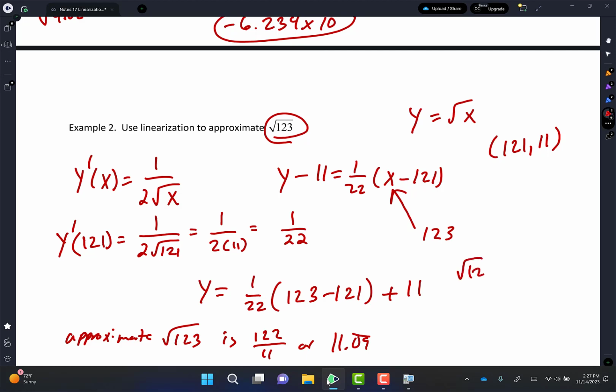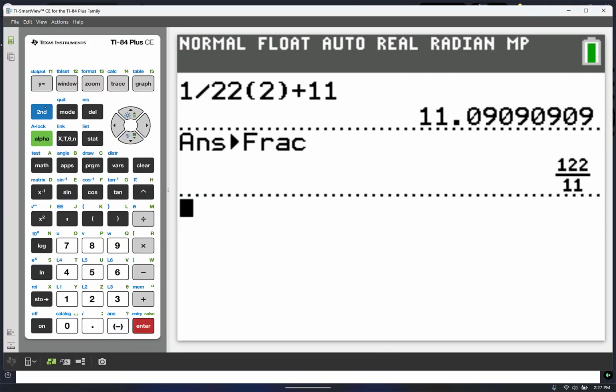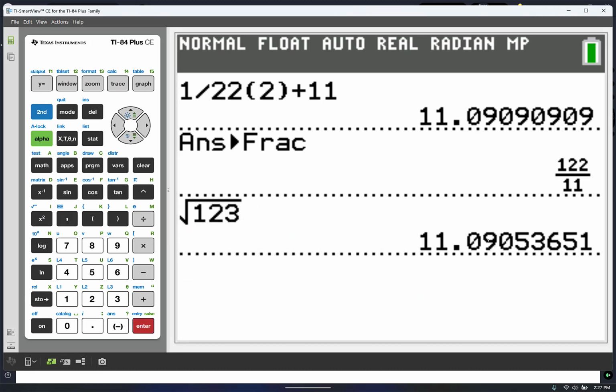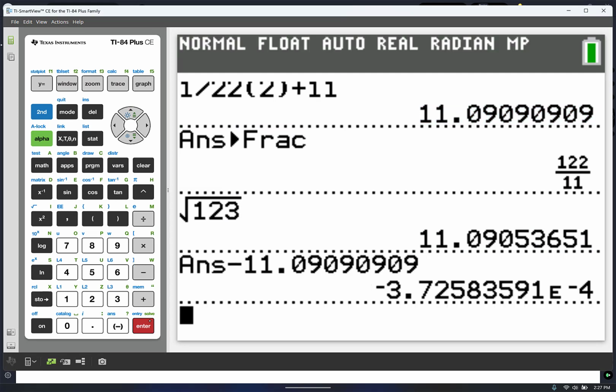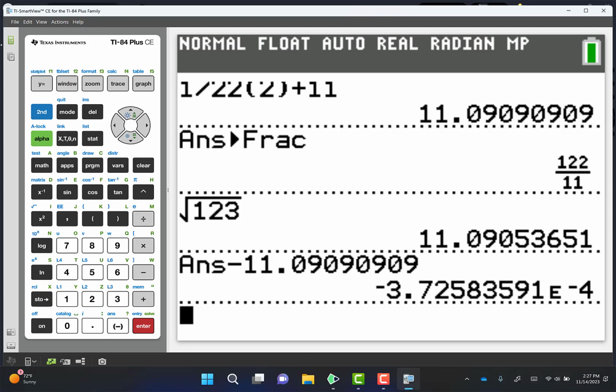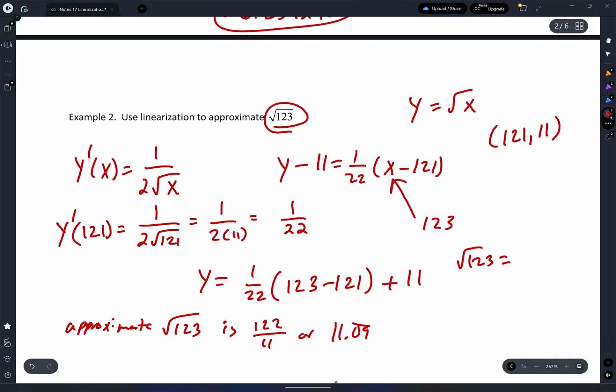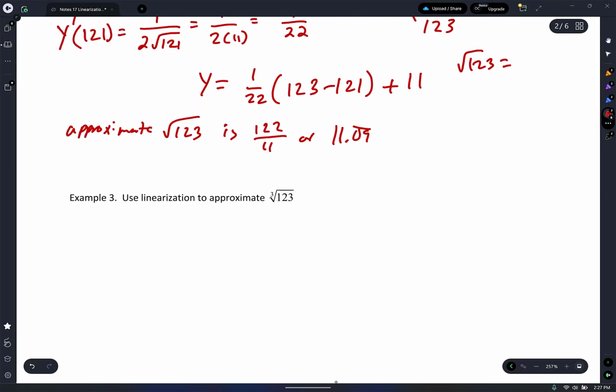The square root of 123 is exactly, let's see what it is. Look at that, 11.0905. I'm going to take this number and subtract my approximate value. It's 0.00037 away. That's pretty good, no? Yeah, that's pretty accurate.